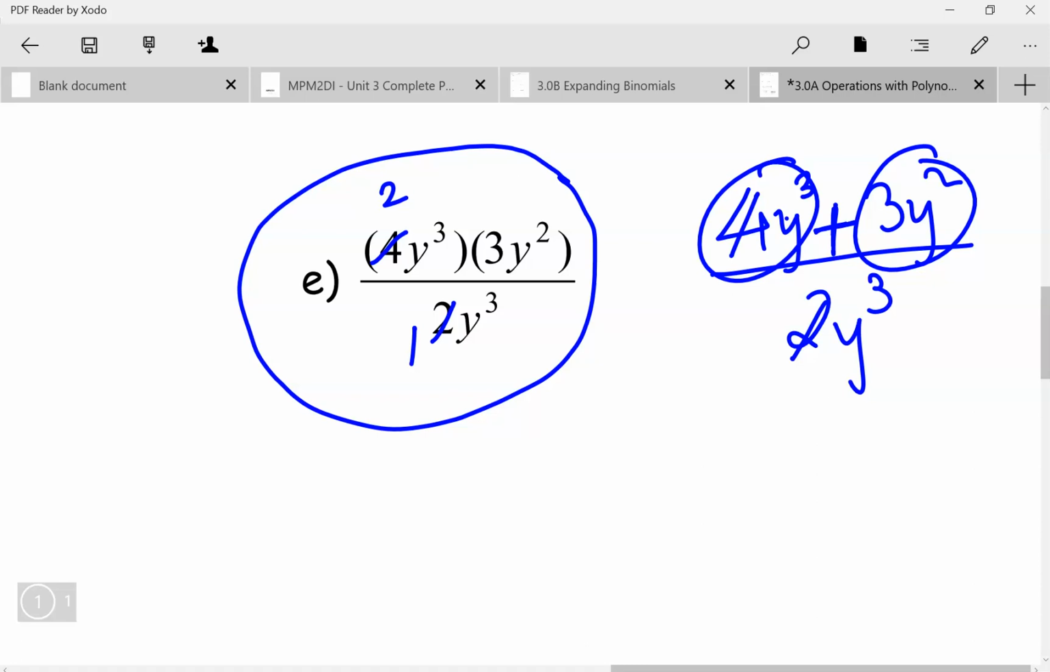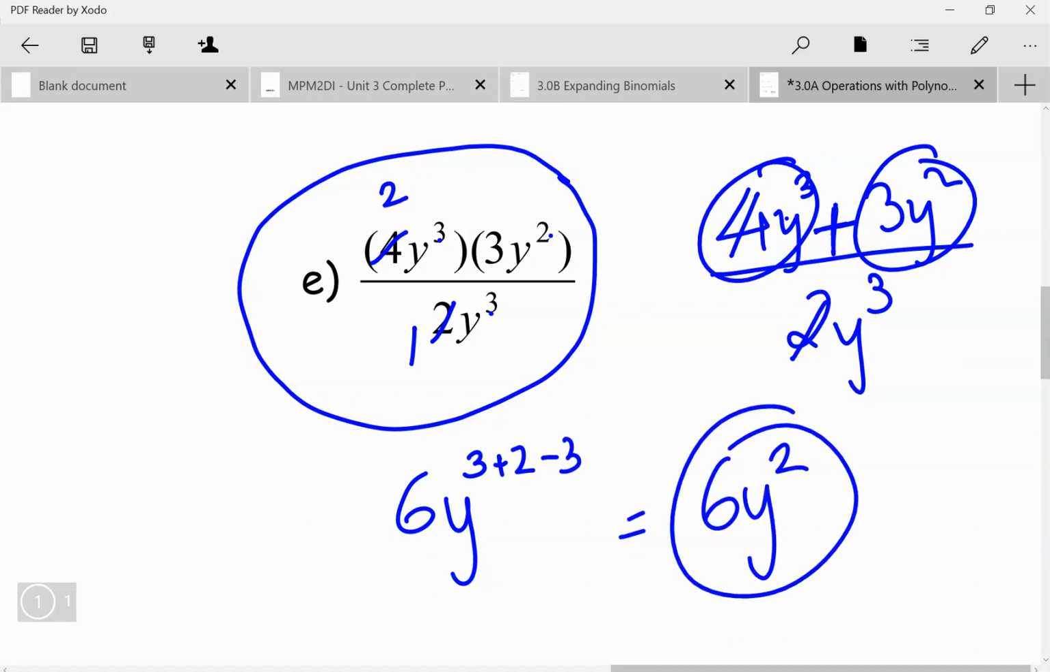And we can also cross cancel the y to the power of 3 and the y to the power of 3. Or if you don't want to cross cancel, we know that 2 times 3 is 6. We do y to the power of 3 plus 2 minus 3 because that's a division. And so we have 6y to the power of 2, and that's the answer.